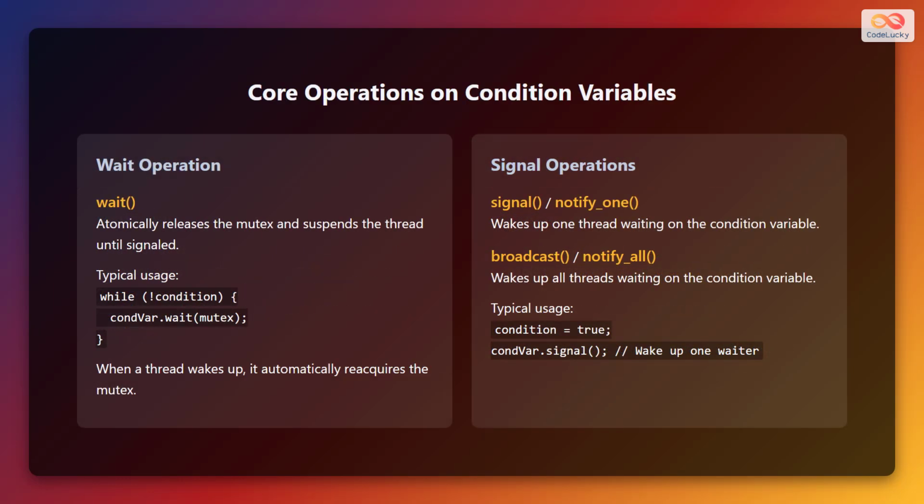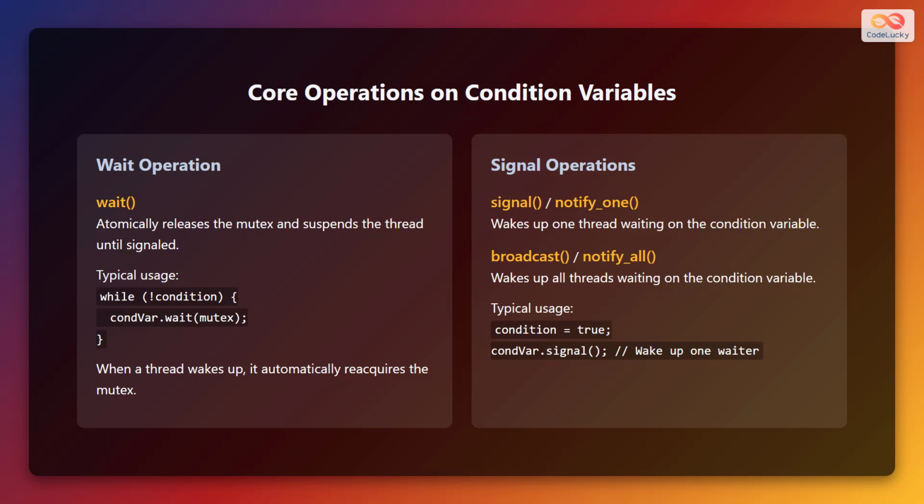Core operations on condition variables. Let's explore the core operations associated with condition variables, focusing on how threads interact with these primitives to achieve synchronization. The first operation is wait. Wait operation atomically releases the mutex and suspends the thread until signaled. Typical usage pattern is: while not condition, convar.wait(mutex). When a thread wakes up, it automatically reacquires the mutex.